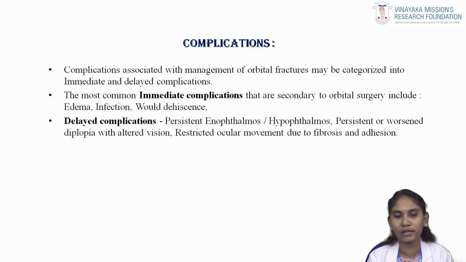So what complications will we encounter? Complications when we are doing orbital fracture surgery are immediate complications and delayed complications. The immediate complications are edema, infection and wound adhesions immediately after we perform surgery. And later the delayed complications will be persistent enophthalmos, hypophthalmos, worsened diplopia with altered vision. The ocular movement will be restricted because of the fibrosis and the adhesion. So these are the immediate and the delayed complications.